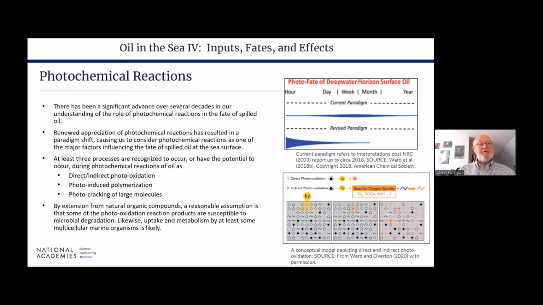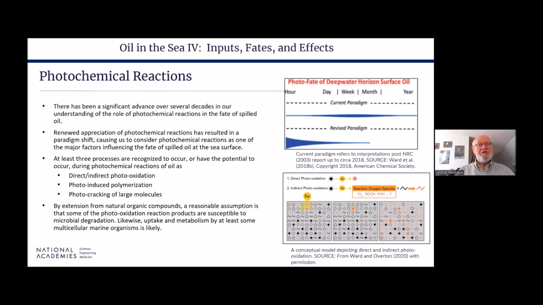And this is based on field observations as well as experimentation in the laboratory. We have direct or indirect photooxidation. So if you look at the lower right-hand corner diagram, direct photooxidation involves sunlight interacting directly with the oil compounds themselves. Indirect photooxidation is the sunlight interacting with other chemicals and particularly producing reactive oxygen species, which then interact with the components in the oil, yielding products.